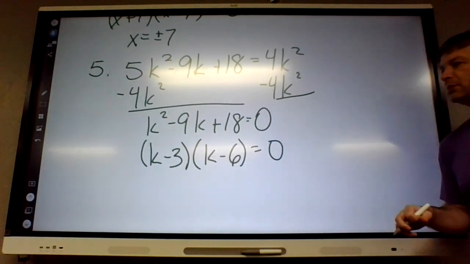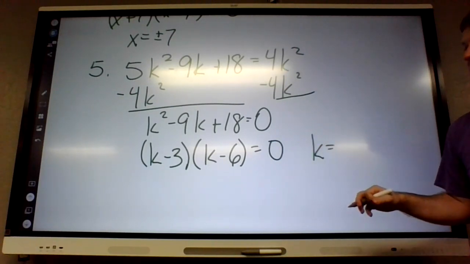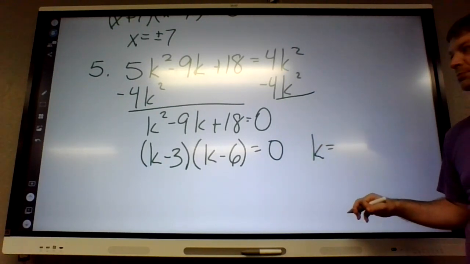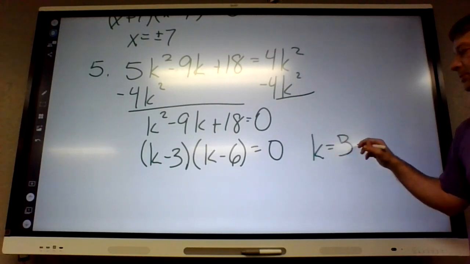What k values would make this equal 0? Negative 3, negative 6. Oh wait, plus 3 and plus 6. Alright.